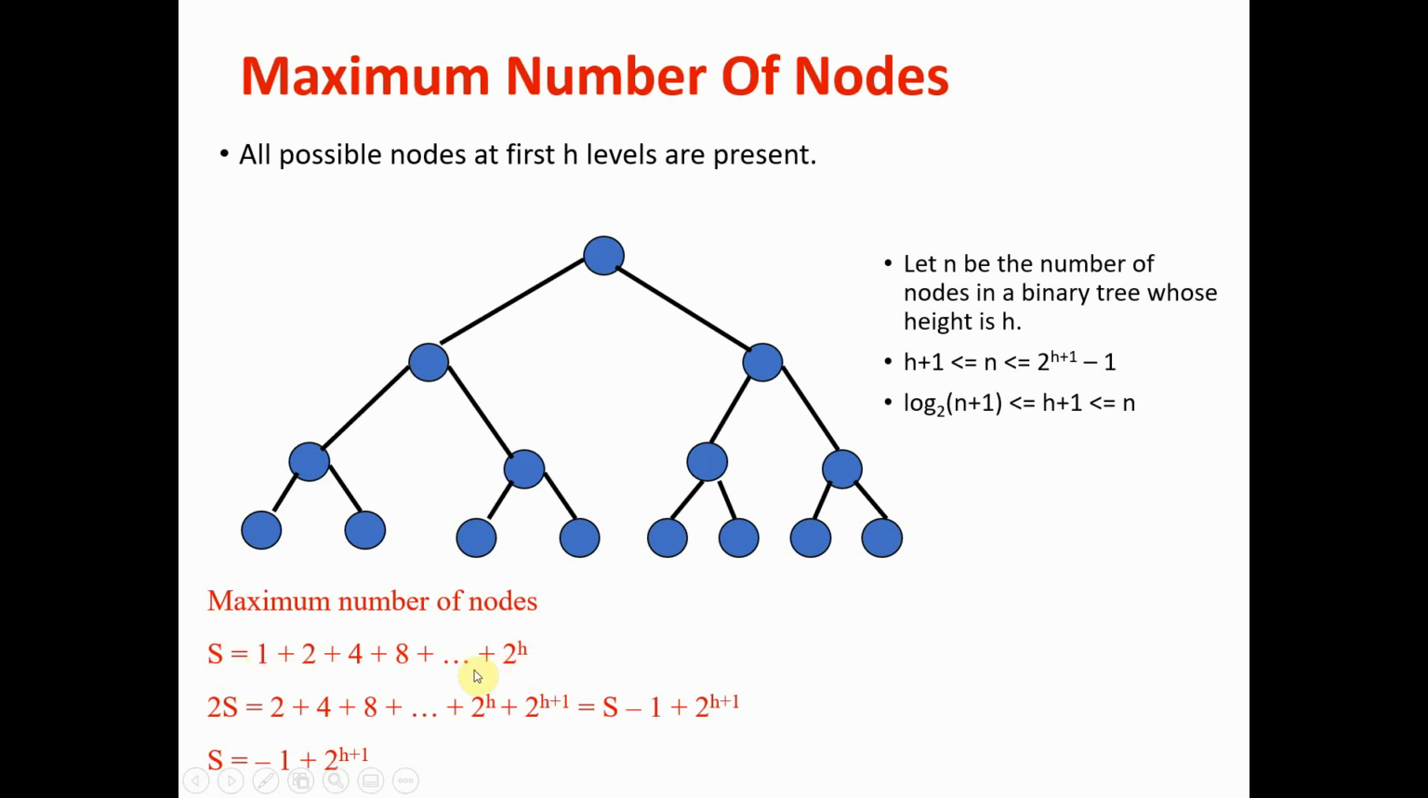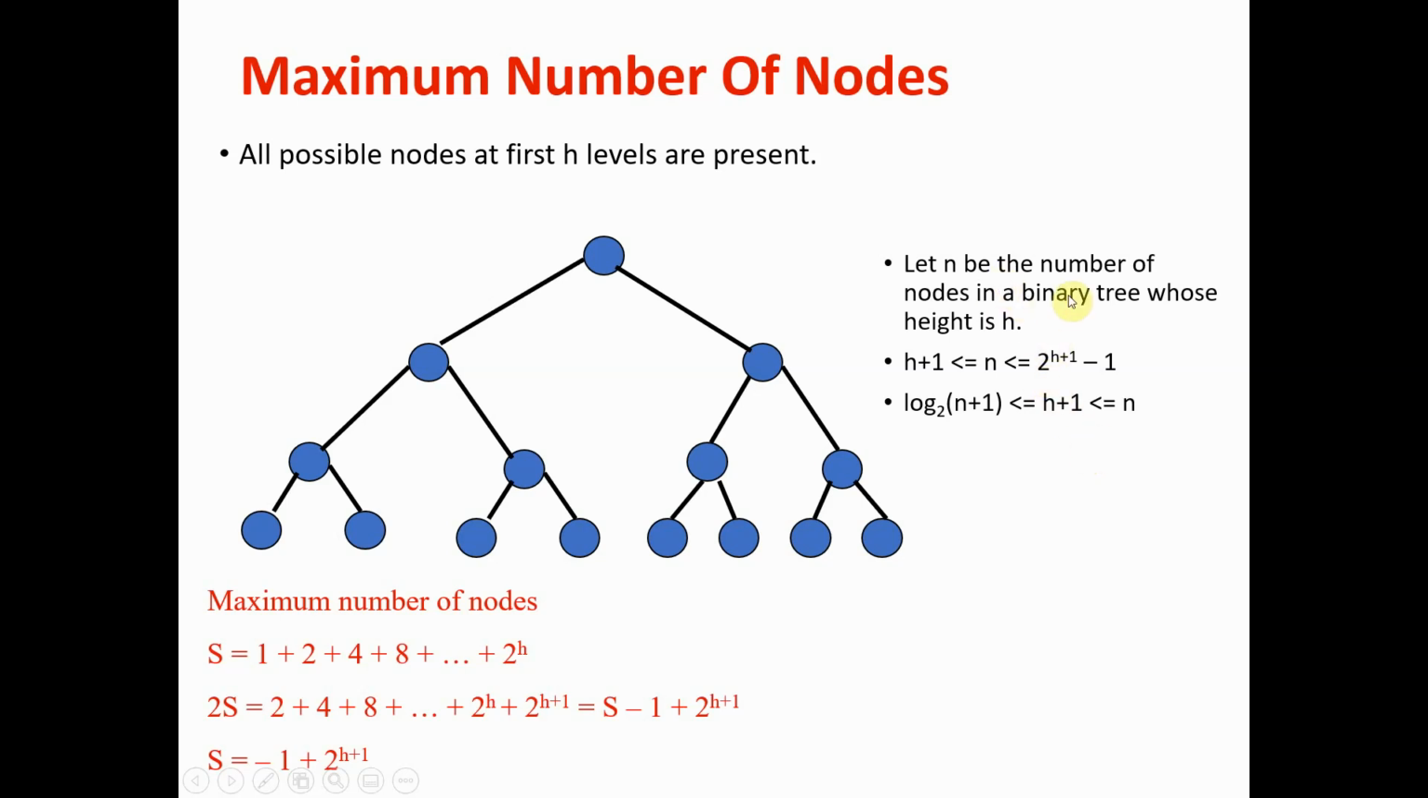This is a series, and you can calculate it very easily. I put the formula here. If we consider this summation as s and multiply it by 2, we have 2s equal to 2 plus 4 plus all the way to 2 raised to the power h plus 1. This part of it is s minus 1 plus 2 raised to the power h plus 1. So 2s is equal to s minus 1 plus 2 raised to the power h plus 1, which means s is 2 raised to the power h plus 1 minus 1.